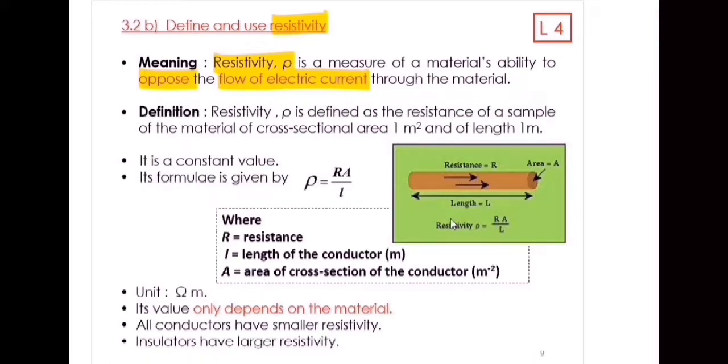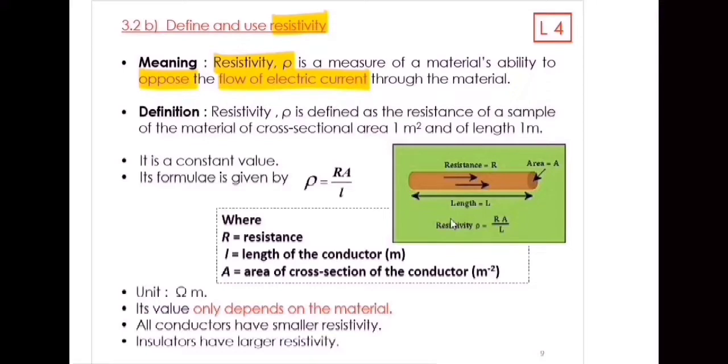The symbol used is rho. So it resists the flow of electric current. It tries to stop the electric current. Resistivity is defined as the resistance of a sample of material with a cross-sectional area of 1 meter squared and a length of 1 meter.